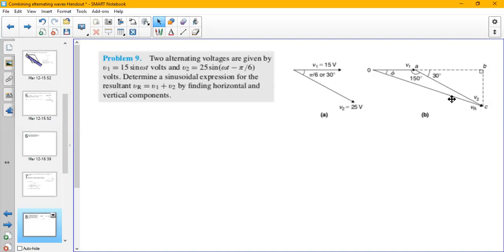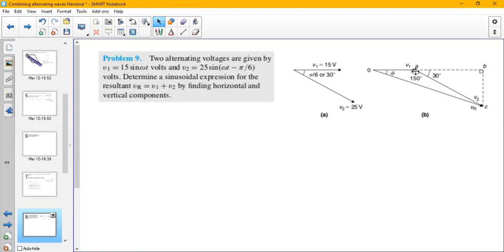Are we doing B first? They're both saying the same thing, Dom. It's not different methods. Yeah, we're using the method of horizontal and vertical components here.